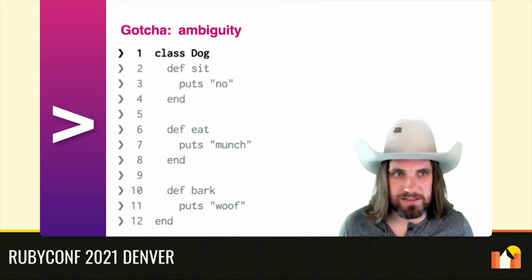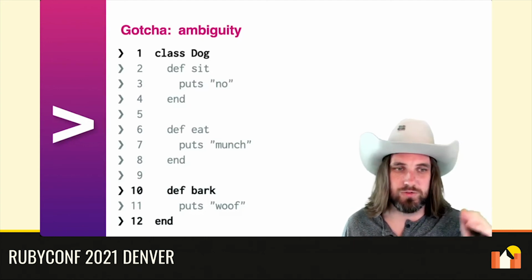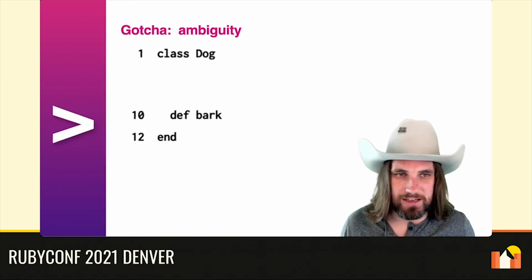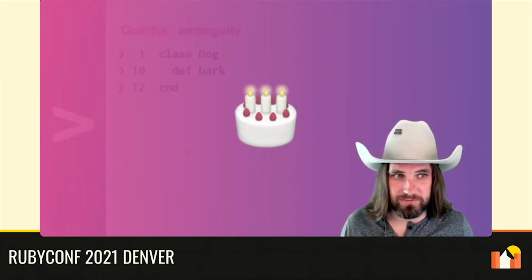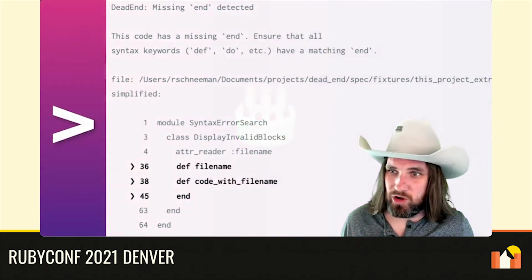We looked at this case and it's not a good match. So instead, what it does is it finds the end, it loops back, it finds the orphan keyword, and it says, oh, you actually probably meant this, and it transforms it. So, piece of cake. Put it all together, and you've got a gem called dead end.